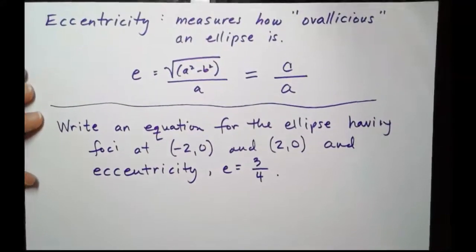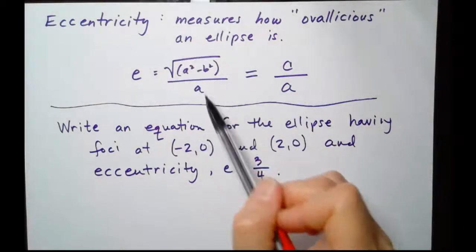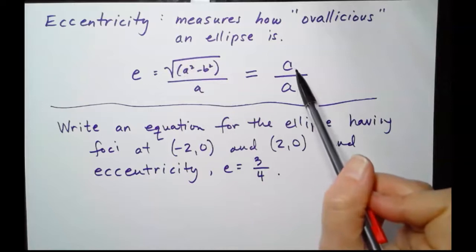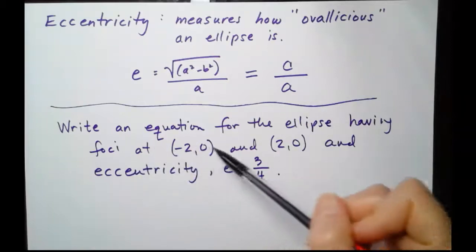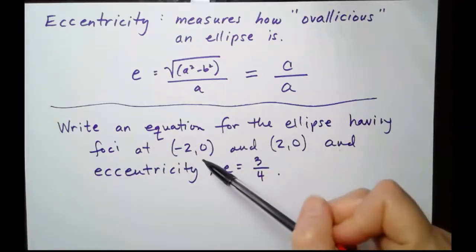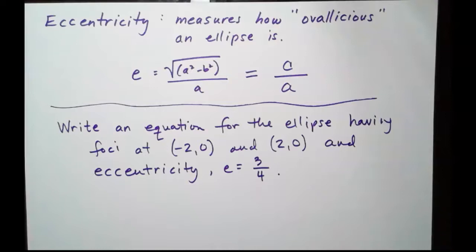Last problem for this video, just reminding you again, eccentricity measures how ovalicious an ellipse is. And eccentricity, here's the long-winded formula, but basically it's just the ratio of the C value divided by the A value. So write an equation for the ellipse having foci at (-2, 0), (2, 0), and eccentricity E equals 3/4. So if E equals C over A, these are the things that we've got to use, and it's still helpful to just quickly give yourself a little more information here.